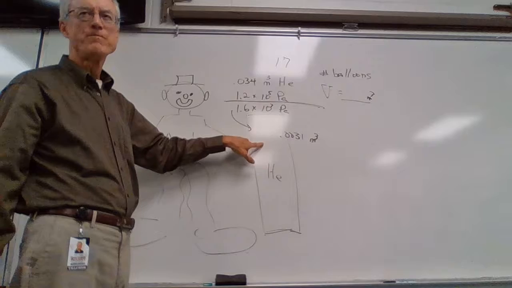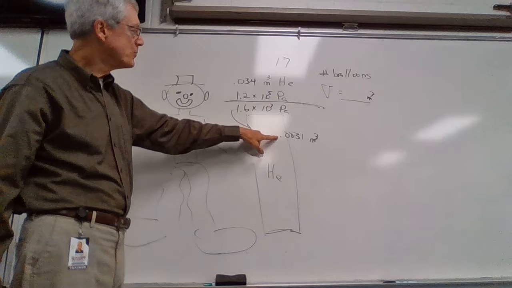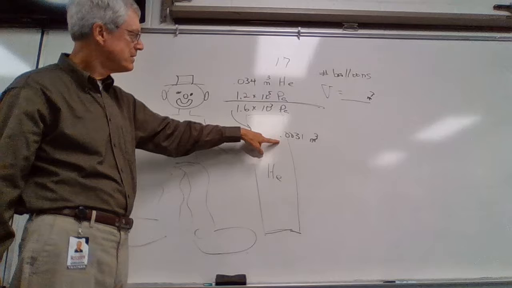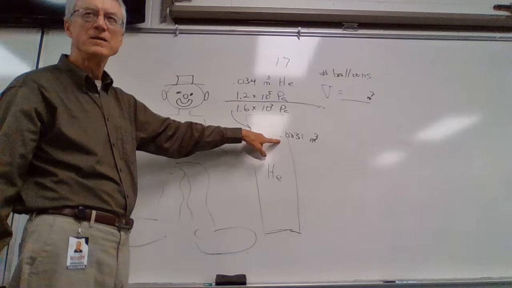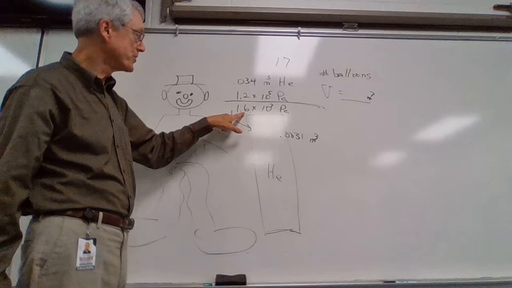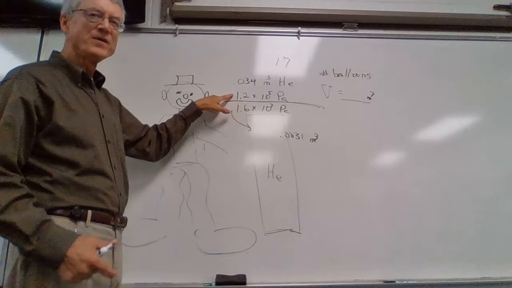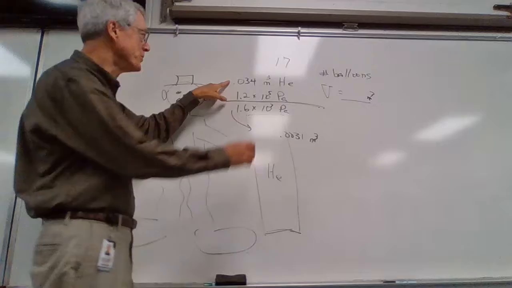So this is the volume when the pressure is this. Is that really the volume inside the tank? Yeah. That's the volume of the helium inside the tank when it's at high pressure. But when it goes into the balloons, it's going to be a lower pressure, and so it will be a different volume. That's just the volume of one balloon. So what we're trying to do is see how many of these there will be.